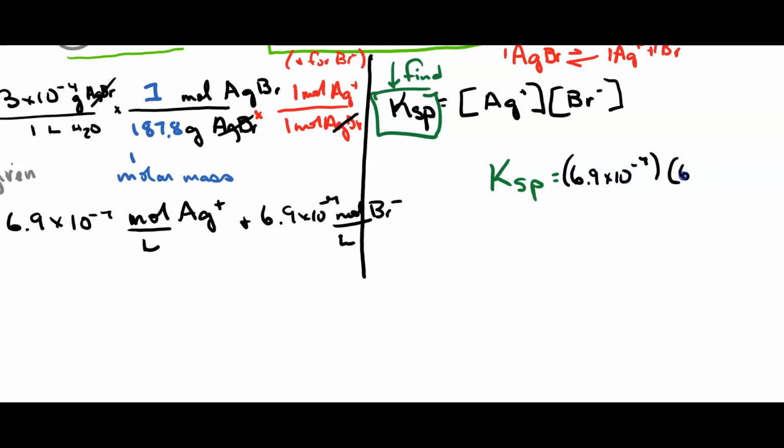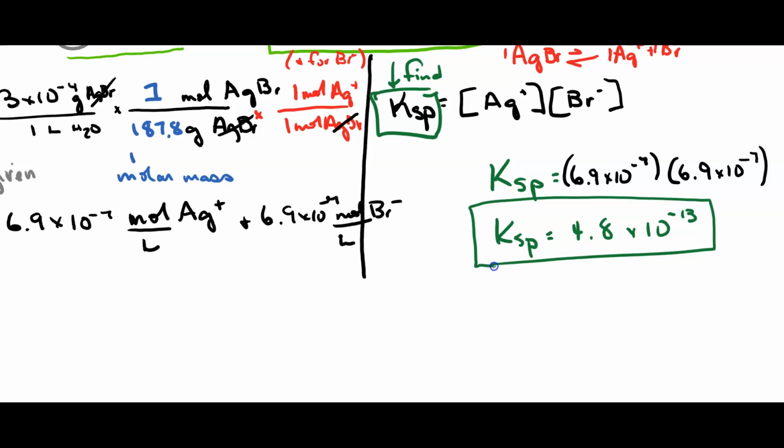So 6.9 times 10 to the negative 7 moles per liter for the silver ion, and the same number for the bromide ion. And this gives me a KSP value of 4.8 times 10 to the negative 13. That's a very tiny number, and the silver bromide is very insoluble. I know this because my solubility product constant is a very small number.